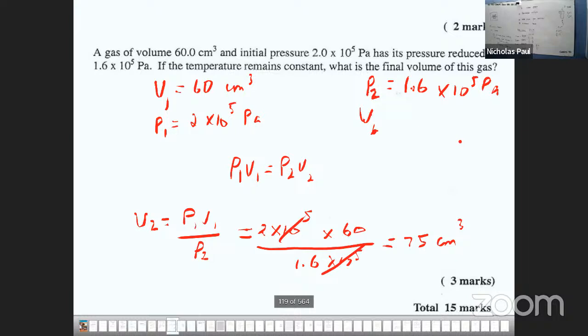So you don't follow why I use Boyle's law? I use Boyle's law, I just plug in P1, V1, P2. Because the temperature is constant, I use the formula and I make V2 the subject. So I get P1 V1 over P2. That's all. Let's take the values and substitute.